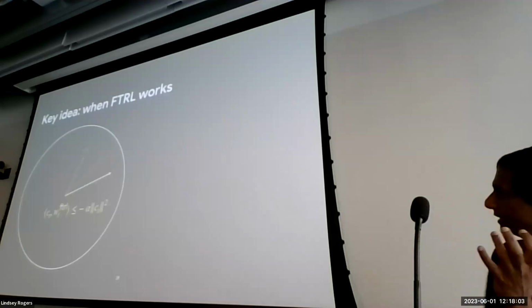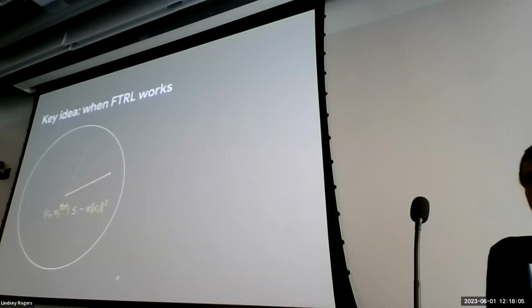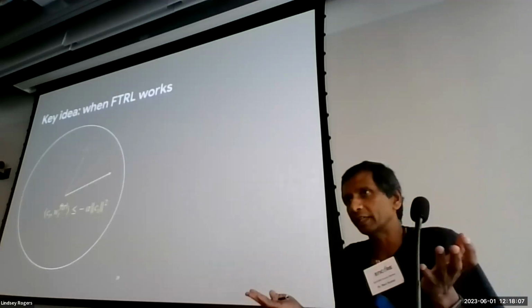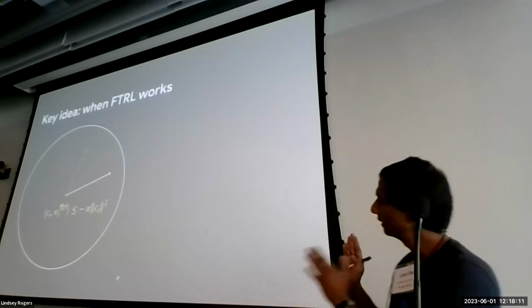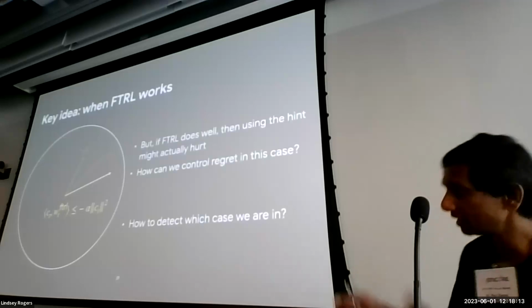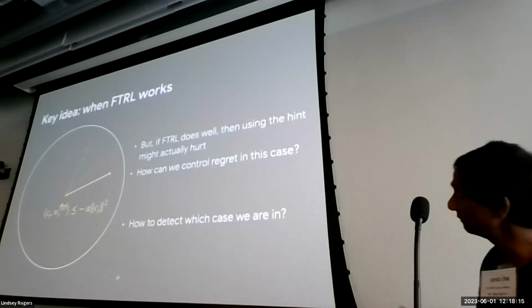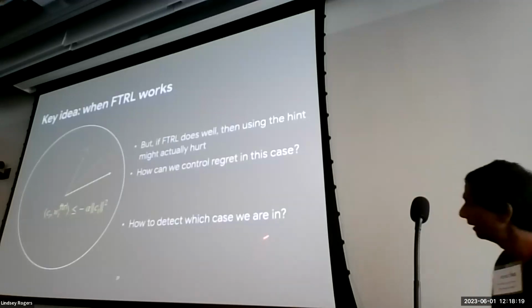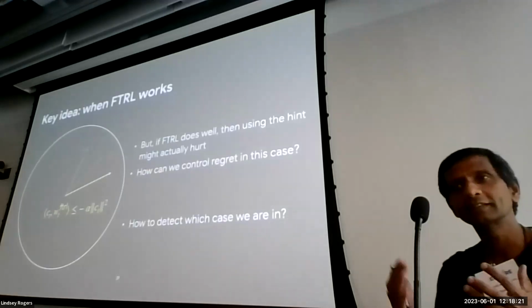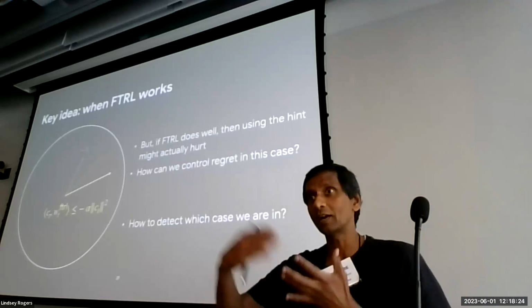There's another converse case where FTRL does great. In which case, I don't want to use a hint, right? It's a waste of a hint query, and maybe a hint may be misleading in that step. So in this case, I should not use a hint. I should just play FTRL. And in fact, as I said, it may actually hurt using the hint. Right? And the main question is, how do we detect which of these two cases we are in, in an online fashion.